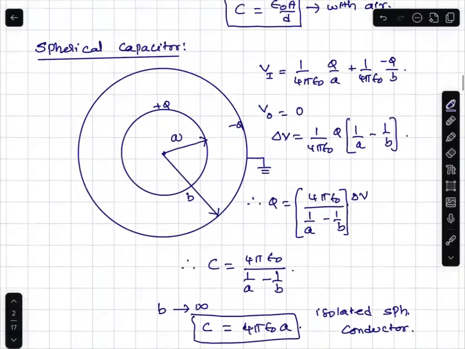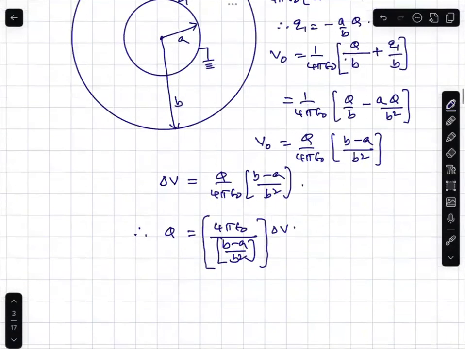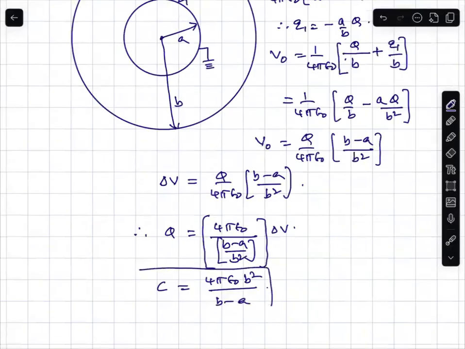Looks-wise, both are the same, A inside B, but they have different capacitance. Why? Because the arrangement of the first case is different from the arrangement of the second case. In the first case, you are giving charge to the inner one. In the second case, you are giving charge to the outer one, right? So therefore, C is 4 pi epsilon naught B square by B minus A. This is the expression for the capacitance of the arrangement. Okay? Right. These are two different cases.